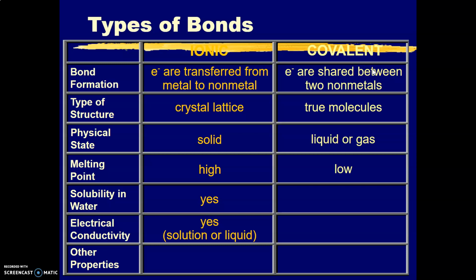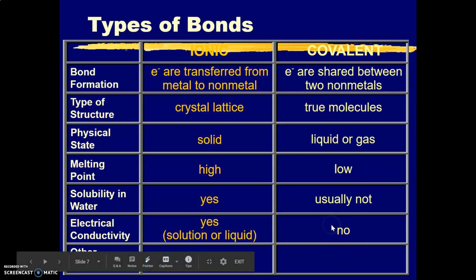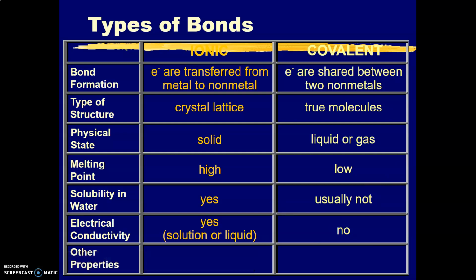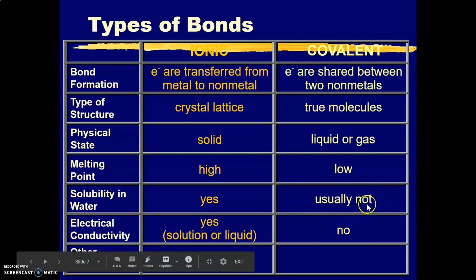All right, solubility in water is going to be not usually. Like when we put in something like, for example, sugar, which is a covalent bond, it's going to dissolve in water, but it's not going to break apart into ions, and it's not going to conduct electricity because it's not breaking apart into any pluses or minuses at all. So usually not soluble in water, usually not conducting electricity, and it usually has an odorous smell to it.